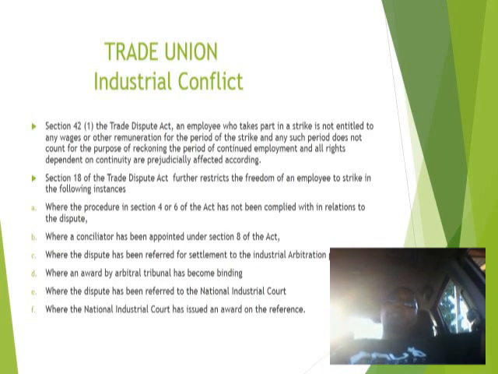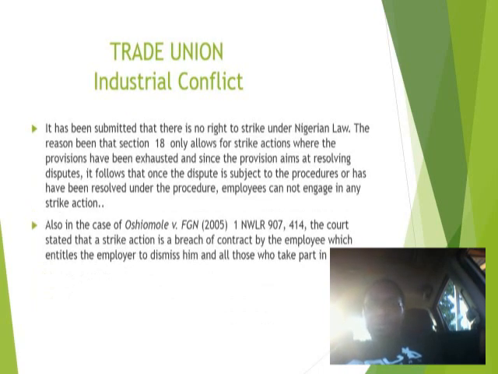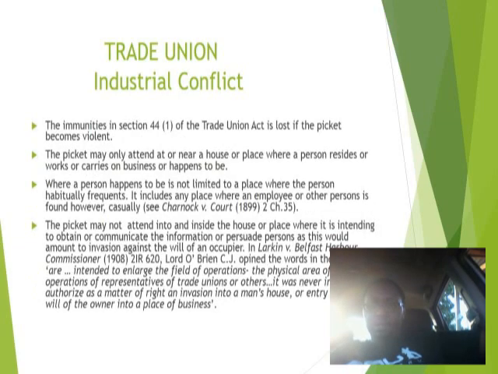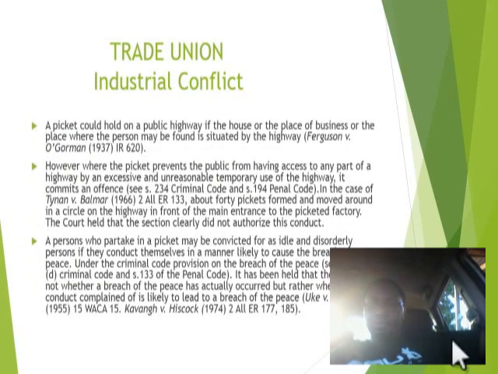Now, sometimes pickets do take place on a public highway, and this is allowed. But such picketing should not be done in a way that prevents access to the highway. If, for example, the picketing is done in a way that prevents access to the highway, so that other members of the public cannot use it, a criminal offense would have been committed by virtue of Section 234 of the Criminal Code and 194 of the Penal Code.